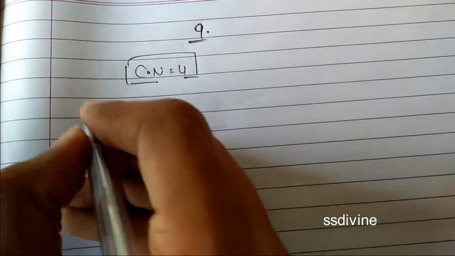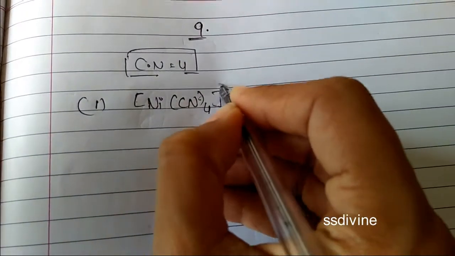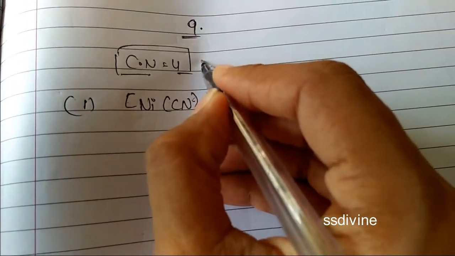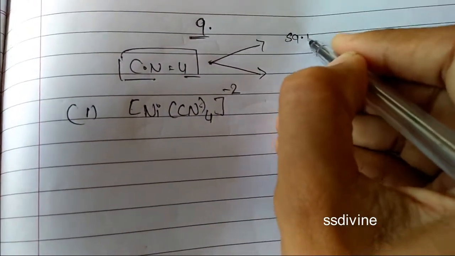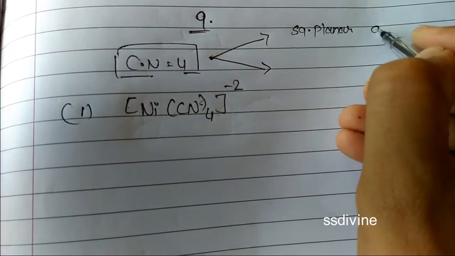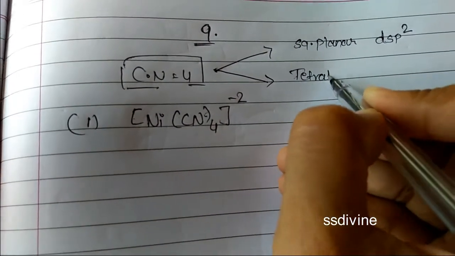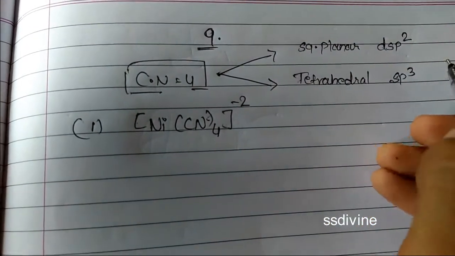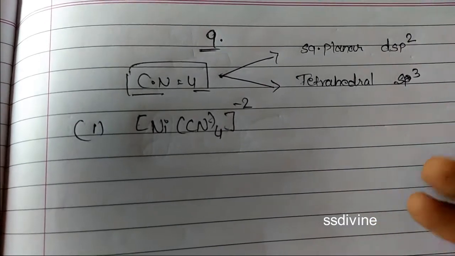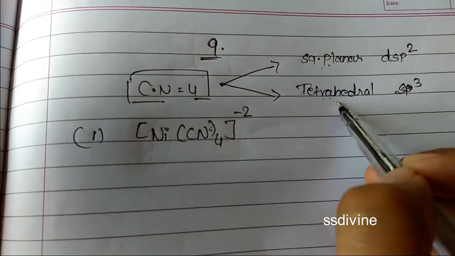If we are having any compound like [Ni(CN)4]2-, so when we are having coordination number 4, we are having two types of geometry. One is square planar, which gives dsp2 hybridization, and the other is tetrahedral, which will give sp3 hybridization. So on the basis of ligands' approach, which orbitals they are occupying, we will get different kinds of geometry, that is square planar and tetrahedral.